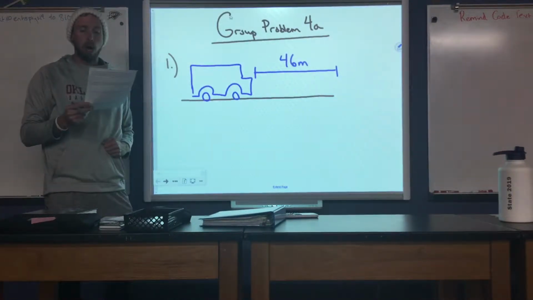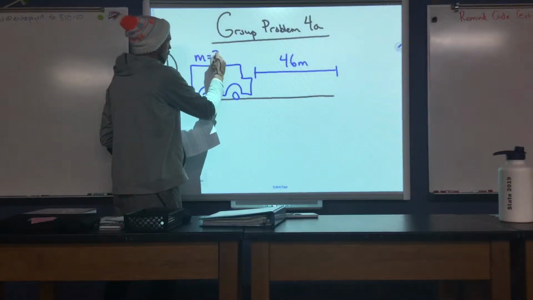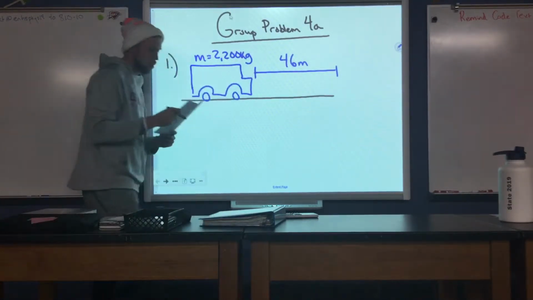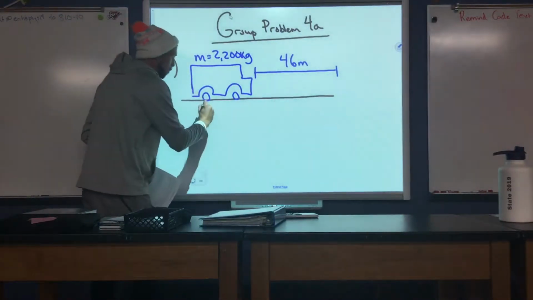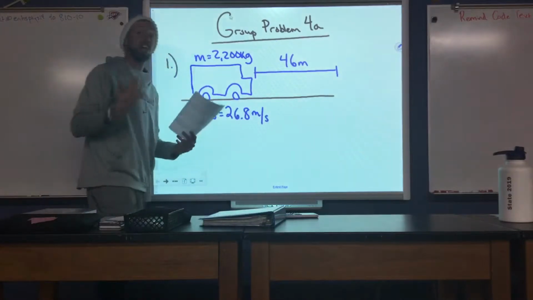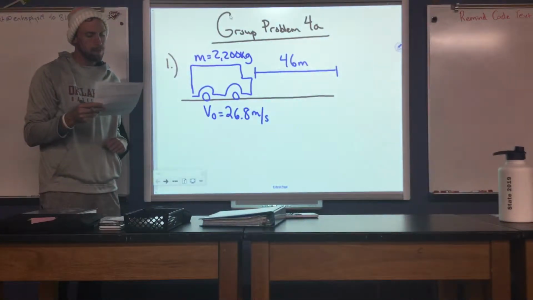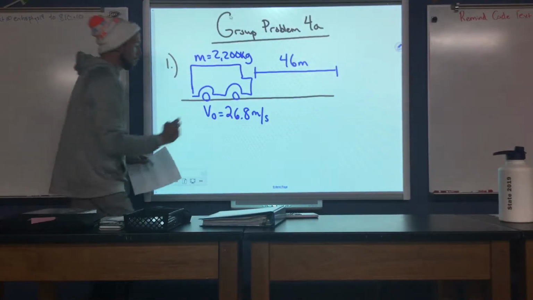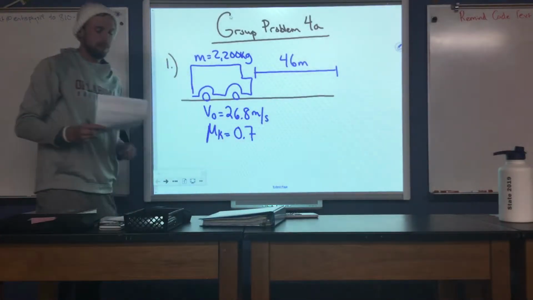And we're told a few things about our car. It has a mass of 2,200 kilograms, my apologies. We're also told the car is going at 60 miles an hour, approximately 26.8 meters per second. I'm going to go ahead and label that as our initial velocity, right? That is how fast we're traveling before we begin to brake and friction begins to work on our car. We are also told the coefficient of friction that describes the roughness between our tires and the road. And we're told that value is 0.7.